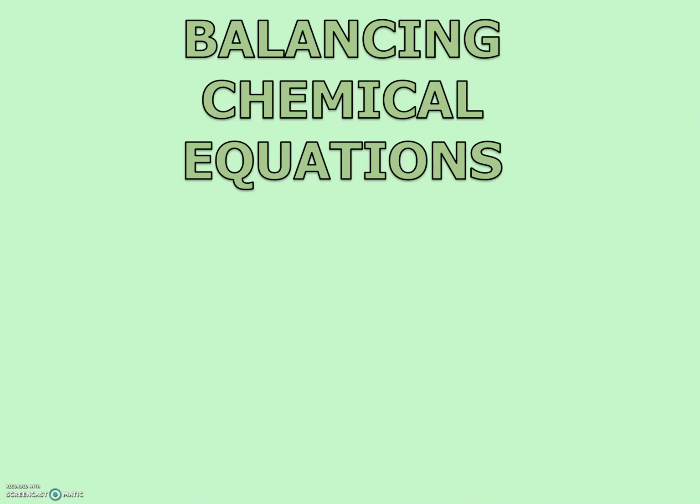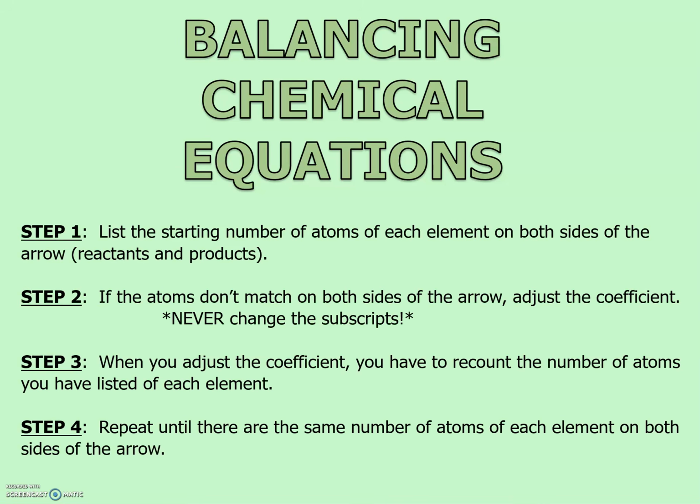Hi everyone. So moving on to balancing chemical equations, there's just a few things I want to note before we go into some examples. I actually wrote out the steps for you here. Before you balance a chemical equation, you want to make sure that you list the starting number of atoms on each side of the arrow. And we know that on the left side of the arrow, they're called the reactants, and on the right side, they're called the products. So make that part of your normal vocabulary.